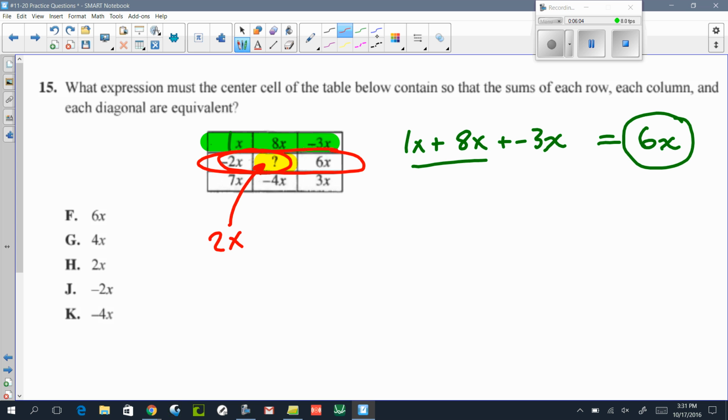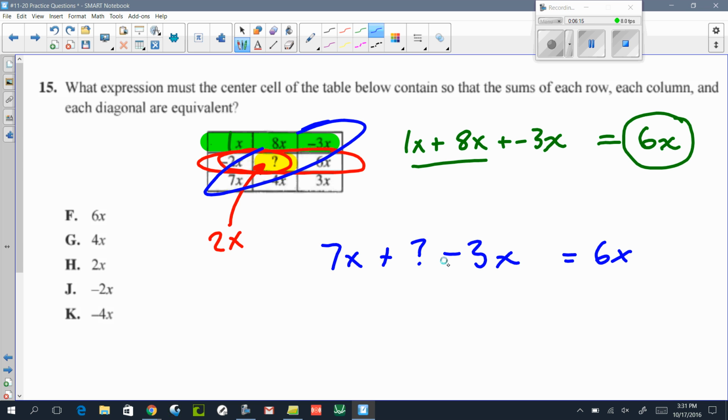You could use any different combination. You could look at this right here and say 7x plus what minus 3x has to equal 6x. In this case, 7x minus 3x is 4x, so 4x plus what additional empty spot would equal 6x? Answer, 2x. Great question.